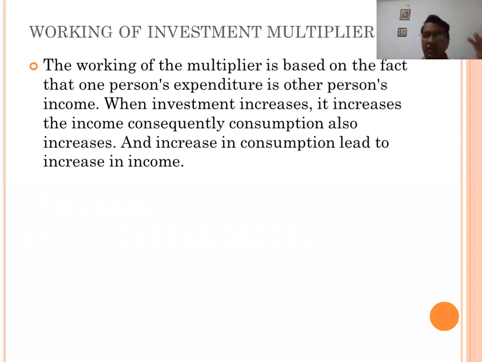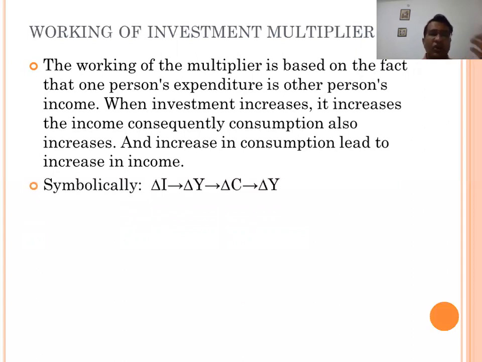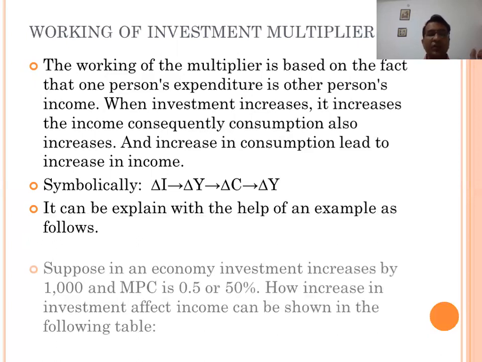How it will increase, or what is the process of increasing that income, we can see with the help of an example. Symbolically, first investment increases by delta I, then income increases, then consumption changes, then again income changes. In this way, the income increases, and that is the investment multiplier. It can be explained with the help of an example.